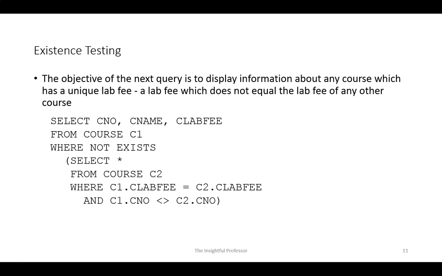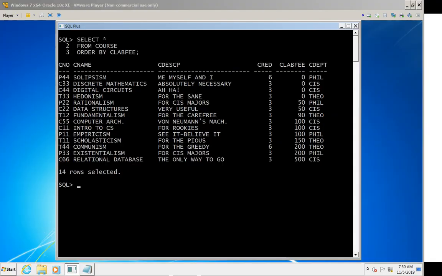Let's go into the database and dissect this. Looking at all of the courses in the course table, we examine the lab fees and we see there are several courses that share a lab fee of 0, multiple courses with a lab fee of 50, and likewise 100 and 200. But there are some courses who have a lab fee that no other course has. Here is a lab fee value of 90. There's a single course with that value, a lab fee value of 150, and a lab fee value of 500.